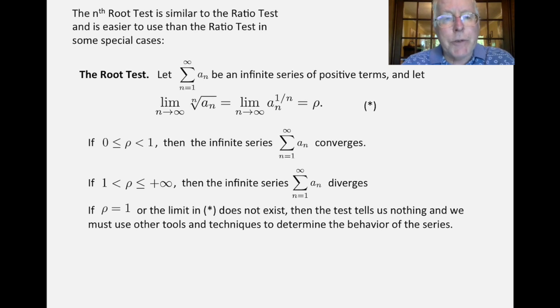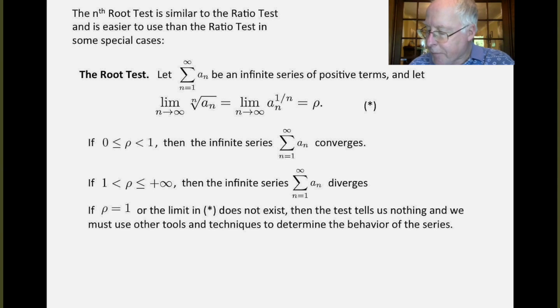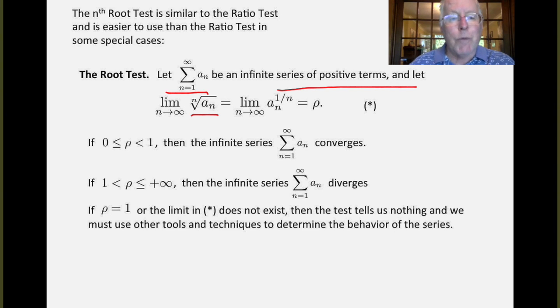So the root test, similar to the ratio test, is a test for series of positive terms. Let a sub k be an infinite series of positive terms. Now we're going to take a look at the following limit. We're going to take the nth root of a sub n, so the first root of a1, the square root of a2, the cube root of a3, etc. That gives us a sequence. And then take the limit of that expression as n goes to infinity. And again, we're going to get some number out. We'll assume the limit exists for now, call it rho.